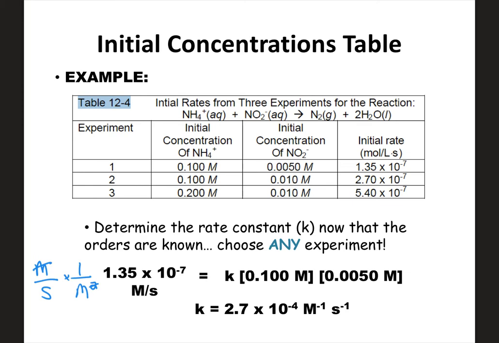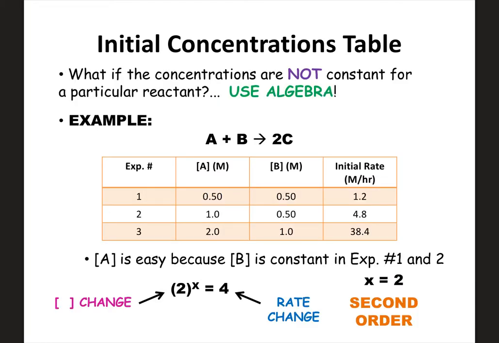So you really got to be careful with your units here for K. You have to watch, but that's kind of the hardest part here. Once you have your rate law, pick one of the experiments, plug in, solve for K, watch your units. What if you get a problem and you don't have the concentrations being constant for a particular reactant? Well, then you have to use algebra here. And again, if you paid attention to the math setup I showed earlier, this will actually make complete sense.